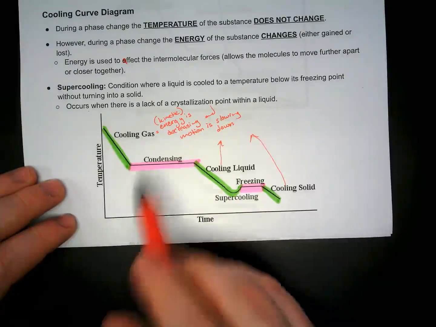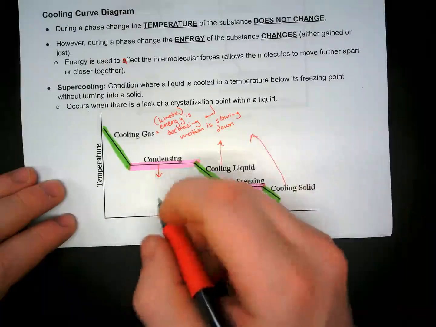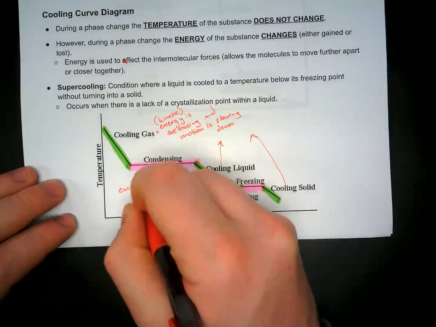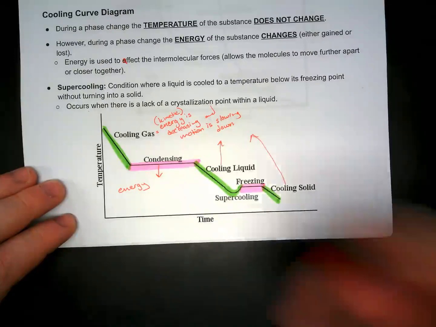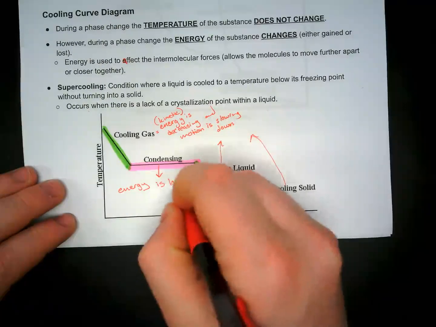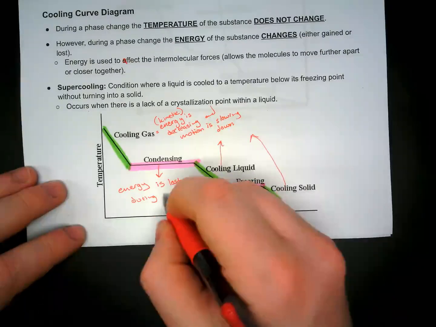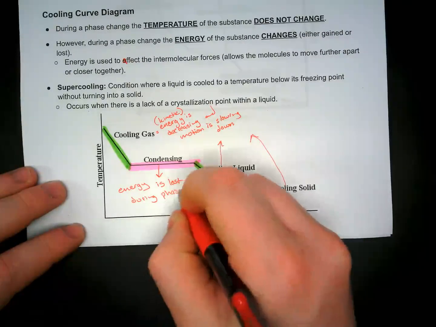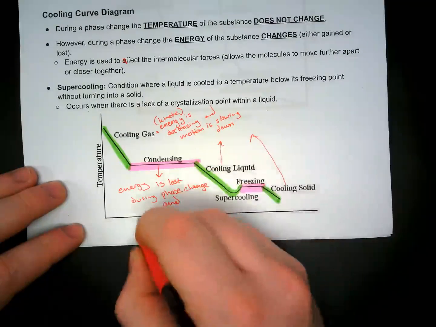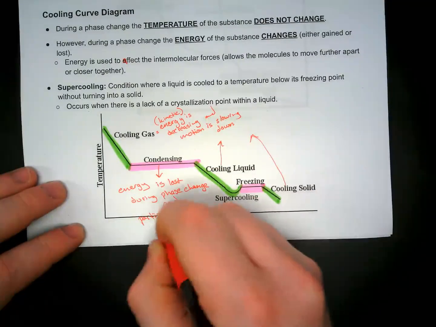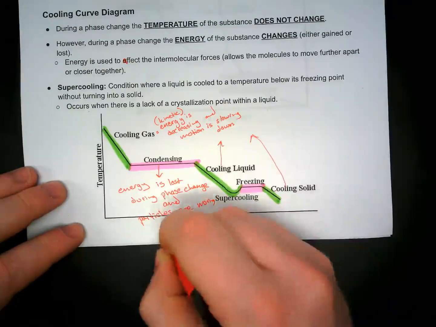Okay, and then at the condensing and the freezing, we're seeing that the energy isn't being stored. It's not absorbing energy. The energy is lost during the phase change. And not only that, the particles are now moving closer together.